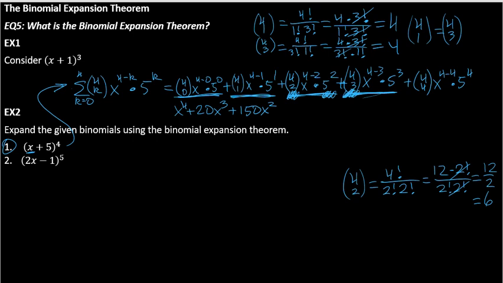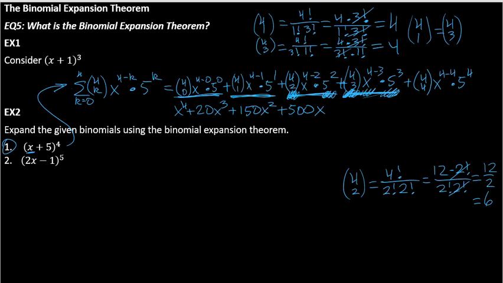So that's 4, and then 5 to the third power. So that is going to be 125. So 125 times 4, that's going to be 500. So plus 500x to the first power, right?